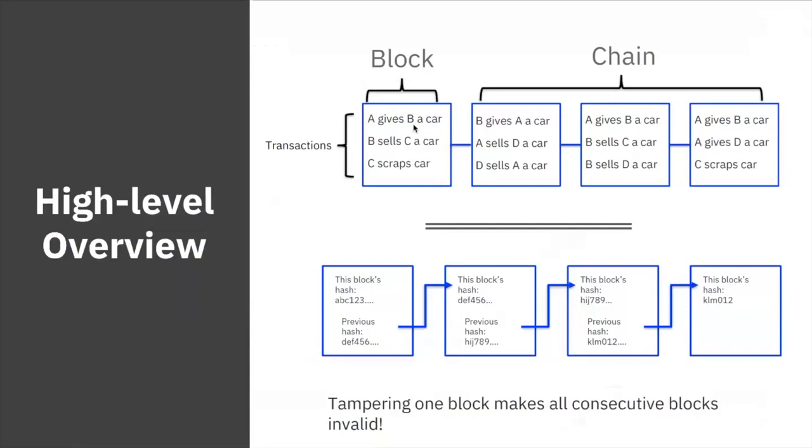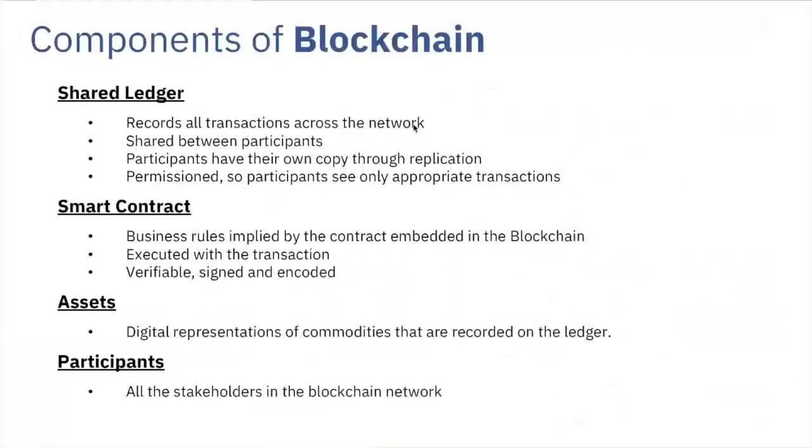So now that you have an idea about that, let us discuss the major components of a blockchain network. A blockchain network is primarily composed of four main components, the first being the shared ledger. As we spoke about, this is the most essential feature of a blockchain. It records all the transactions across the network and is shared with all participants.